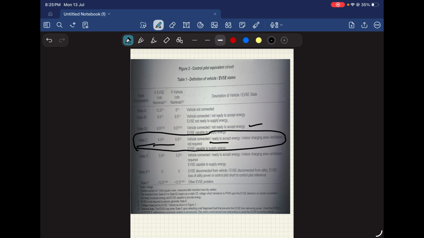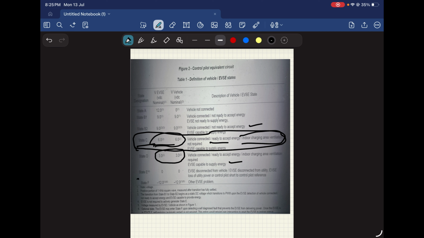Also, if the charging area is indoors, that charging area does not require any ventilation if 6 volts is generated. In state D, if the EV generates 3 volts, it means indoor charging area ventilation is required, and the EVSE is capable of supplying energy.